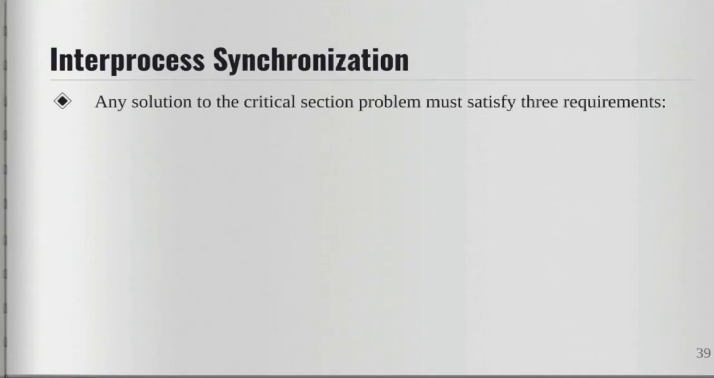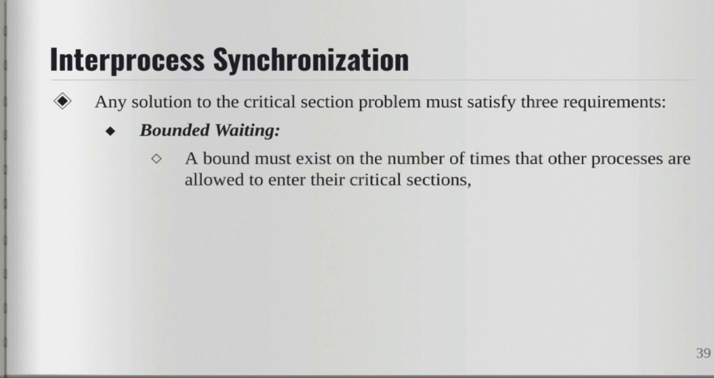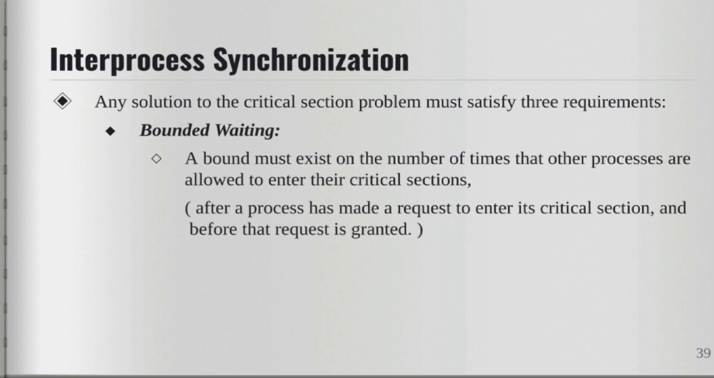The third requirement is bounded waiting. A bound must exist on the number of times that the other processes are allowed to enter their critical section. So basically there needs to be a bound on how many times other processes are allowed to enter the critical section after a process has made a request to enter the critical section and before that request is granted. So that's your third requirement.